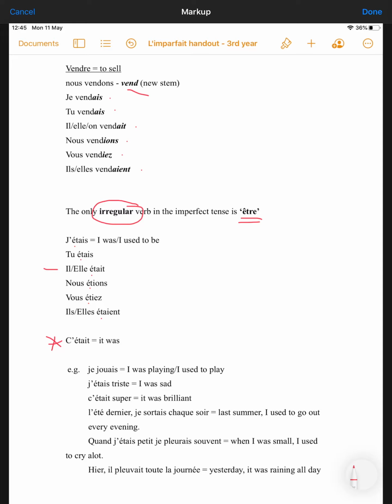So just some samples. Je jouais, I used to play or I was playing. J'étais triste, I was sad. C'était super, it was brilliant. L'été dernier, je sortais chaque soir. Last summer, I used to go out every evening. Quand j'étais petit, je pleurais souvent. So when I was small, I used to cry a lot. And hier, il pleuvait toute la journée. Yesterday, it was raining all day. Alright, so that is the imparfait.